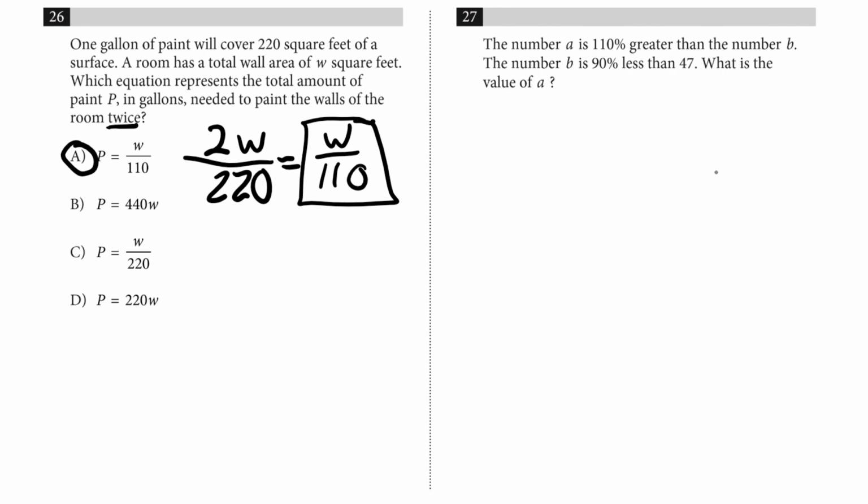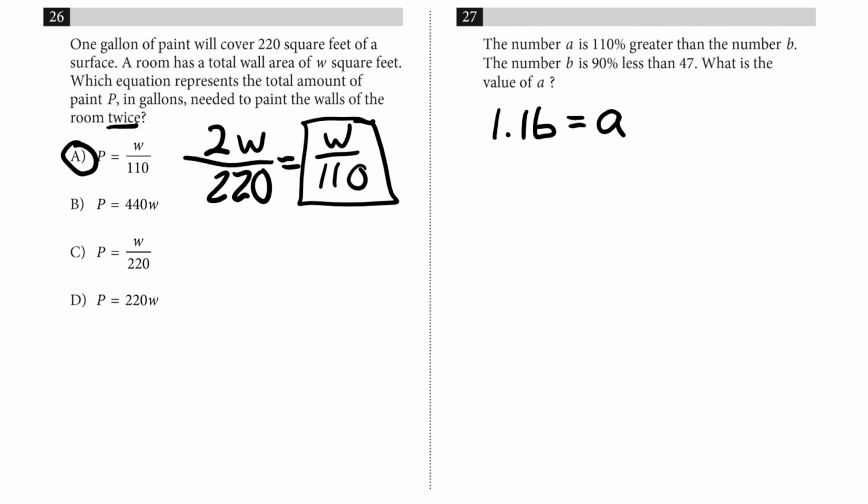Number 27. The number A is 110% greater than number B. So 1.1, 110% times B is going to equal A, because A is greater than B.